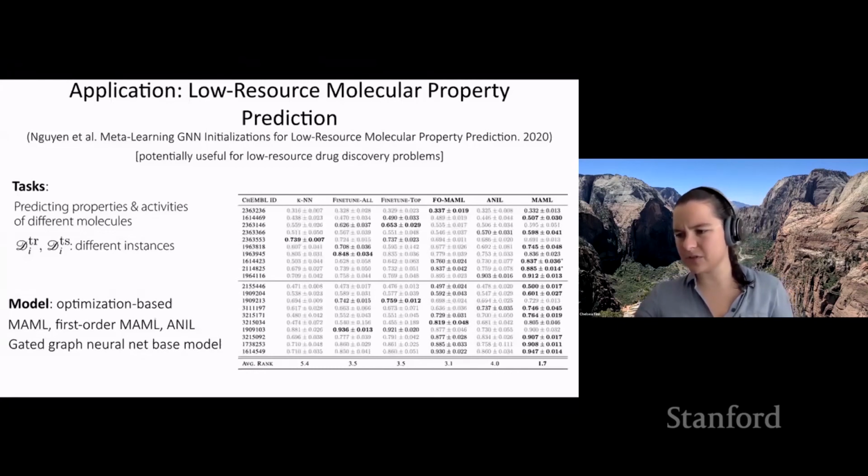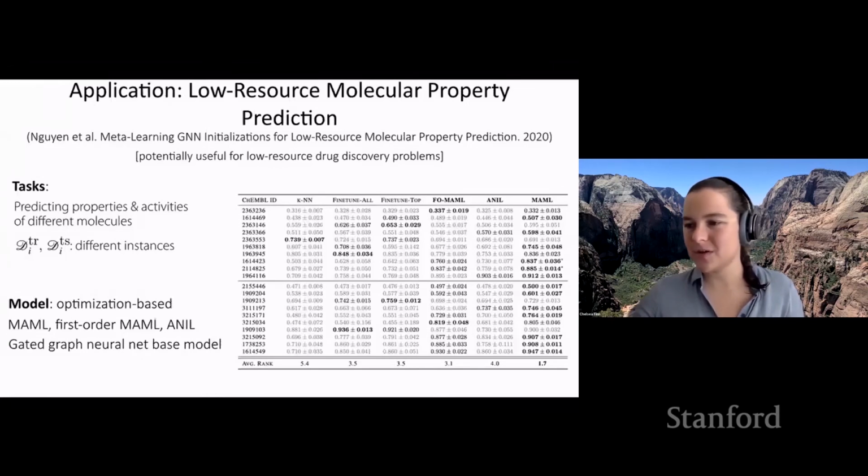And these are generally the results that they found. They found that in general, MAML was able to do better than first-order MAML and ANIL in each of these cases, and was also able to significantly outperform using k-nearest neighbors and fine-tuning on a variety of different held-out molecules. So this is pretty cool.